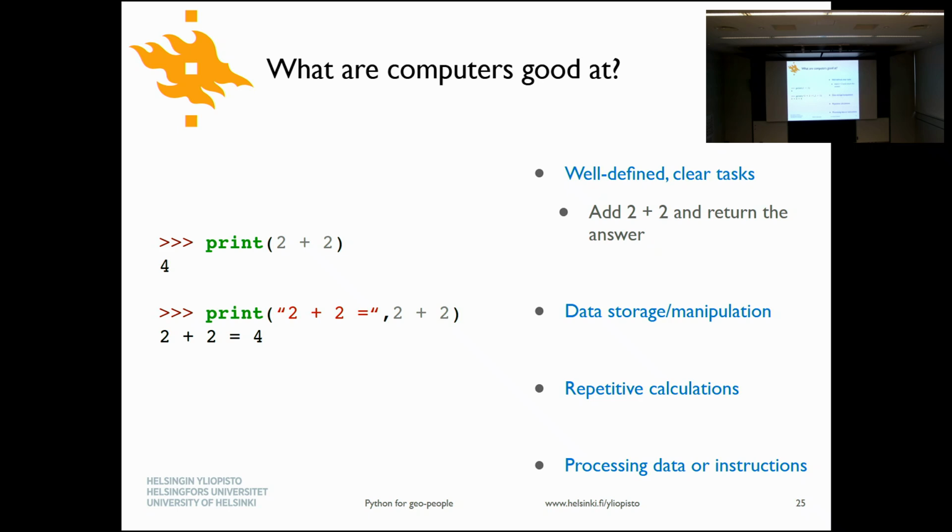Repetitive calculations: for us humans, it's very boring and difficult to just repeat the same thing over and over. You can do it 2 times, 3 times, but if you have to do it 100 times, most of us would give up. But computers don't get bored, so they're very good at repeating things and processing data or instructions, and that's what we do with computers and with our code. Something as simple as 2 plus 2 equals 4 is something the computer works with very nicely. But of course, they can do more complex things as long as they're clear.